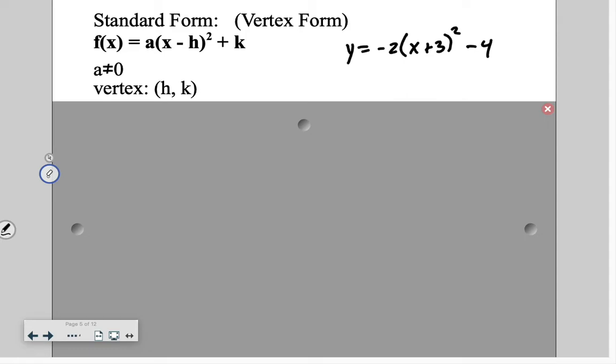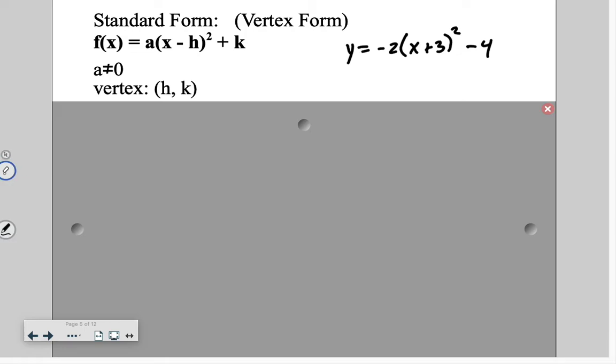What does the negative do to the graph? Opens down. And what does the 2 do? Makes it more narrow. Yeah, that's vertical stretch, so it narrows the graph. Everything that's in there we've already talked about and looked at. Now it's just the formal lesson that goes behind it.